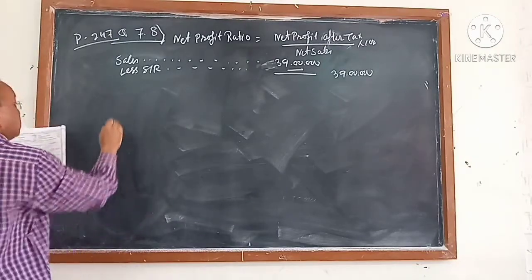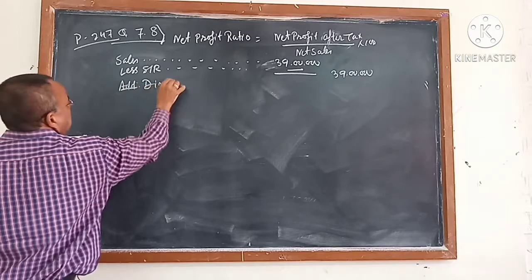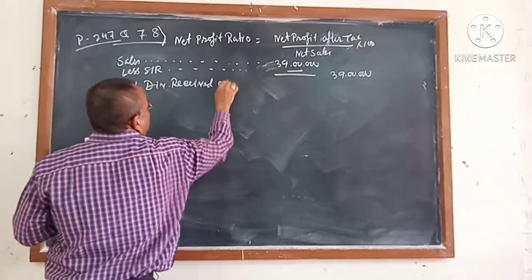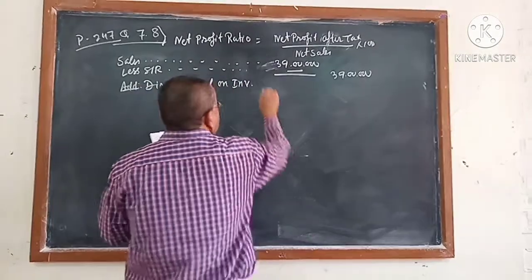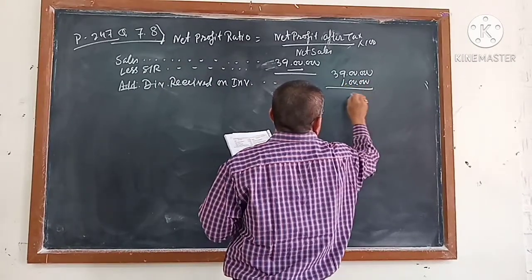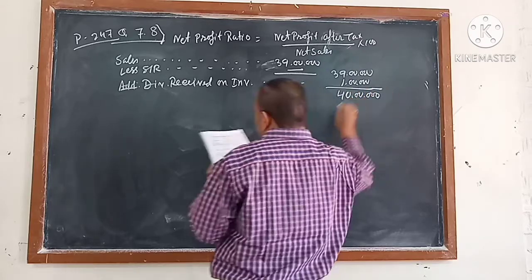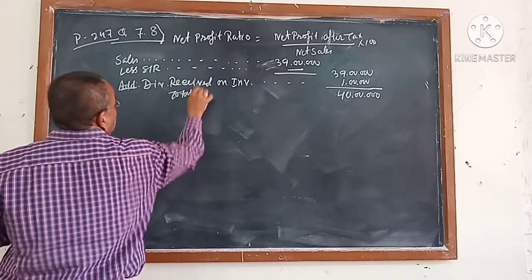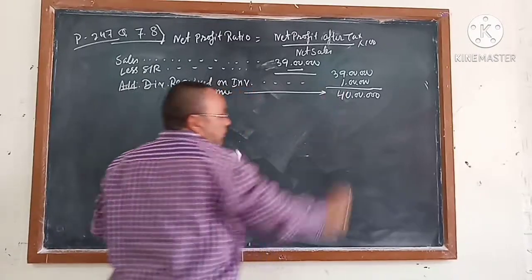And dividend receipt on investment. Add dividend receipt on investment. That is how much you are getting 1 lakh. So your total income which you are getting 40 lakhs. That is your total income. Is that it? So we got it, the total income which is required.